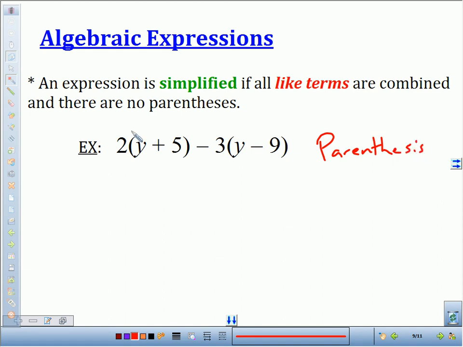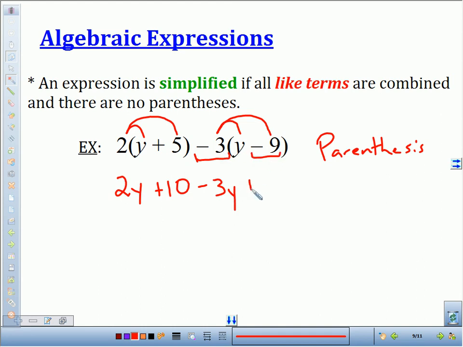Now, to get rid of these, I have to use the distribution property. All right. When I distribute, that means that I multiply the number outside the parentheses by the numbers inside the parentheses. So I have 2 times y is 2y. 2 times 5 is 10. Here I have negative 3 because the negative sign has to travel with the 3. Negative 3 times y is negative 3y. Negative 3 times negative 9 is positive 27.